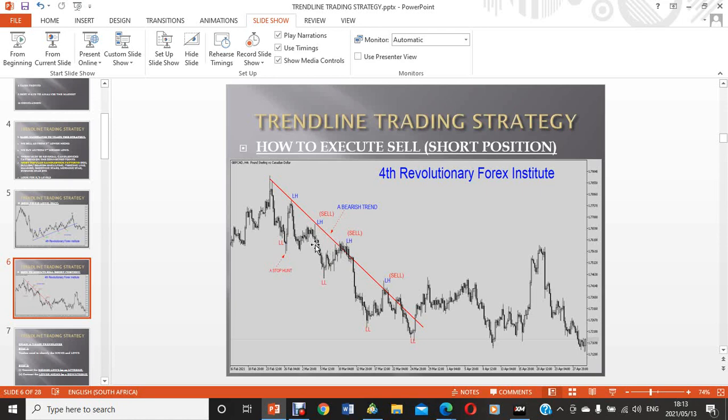We do have a supply zone. We have this drop, then we have this base, then we have this drop. So this is what is called a supply zone, which is drop, base, drop. So we do have this demand zone. And then after that, the price went up. Then the price came back again.